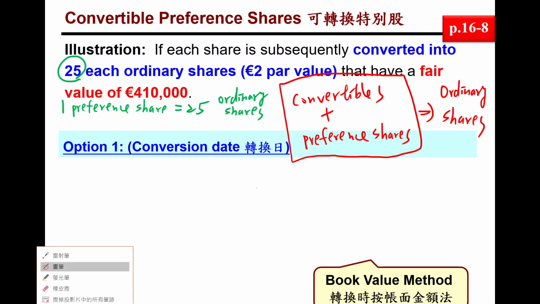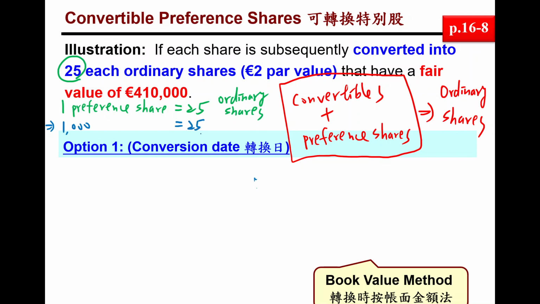In our case, how many in total do we have? 1,000, right? So they will become 25,000. One preference share is converted into 25 ordinary shares, so 1,000 preference shares become 25,000 ordinary shares.